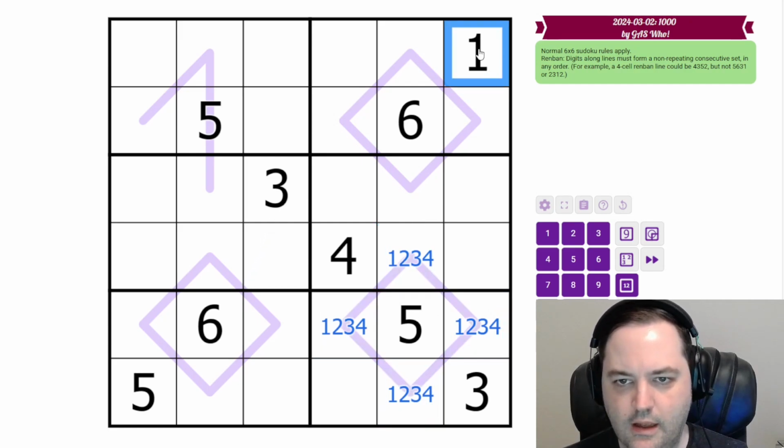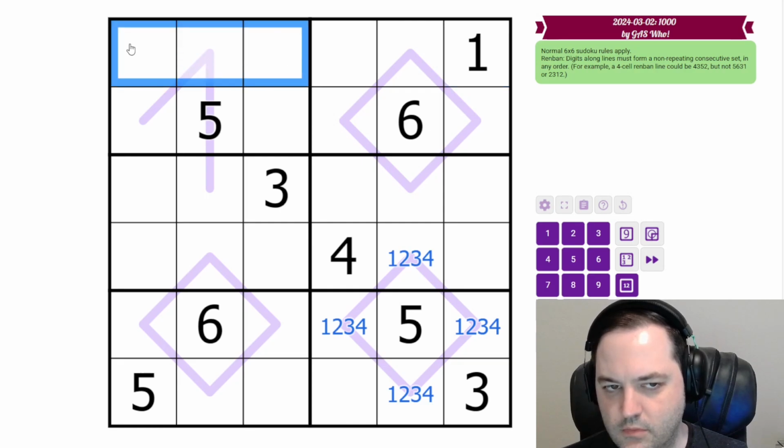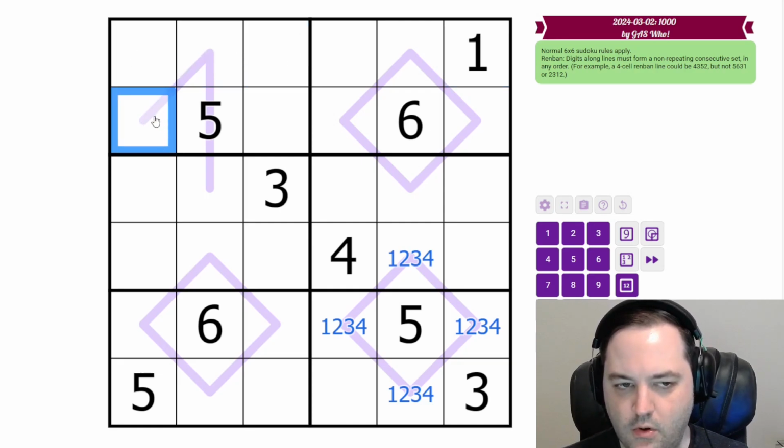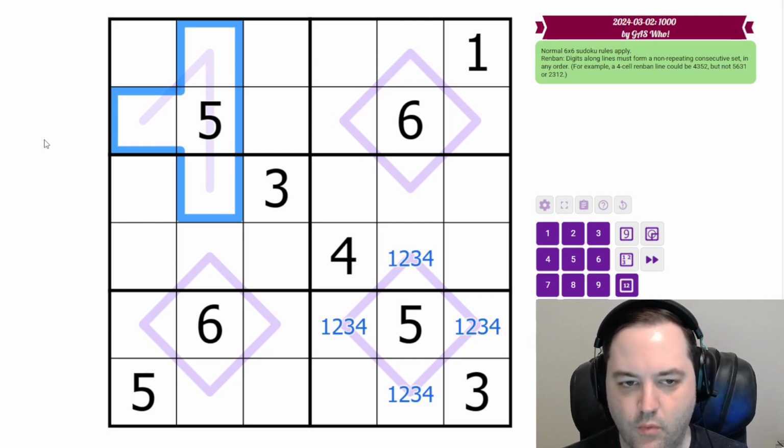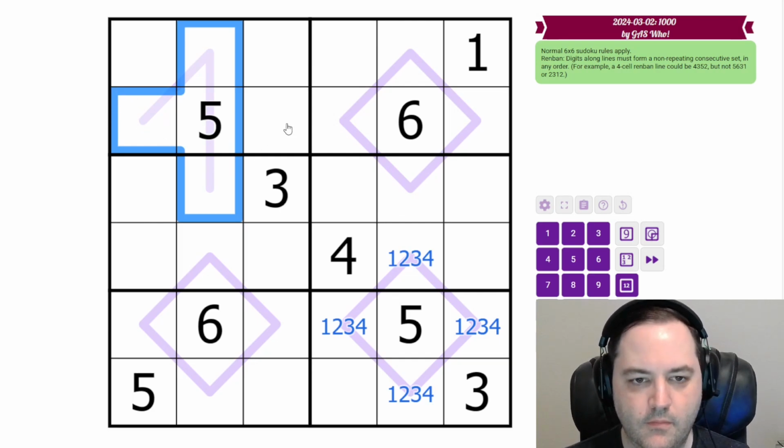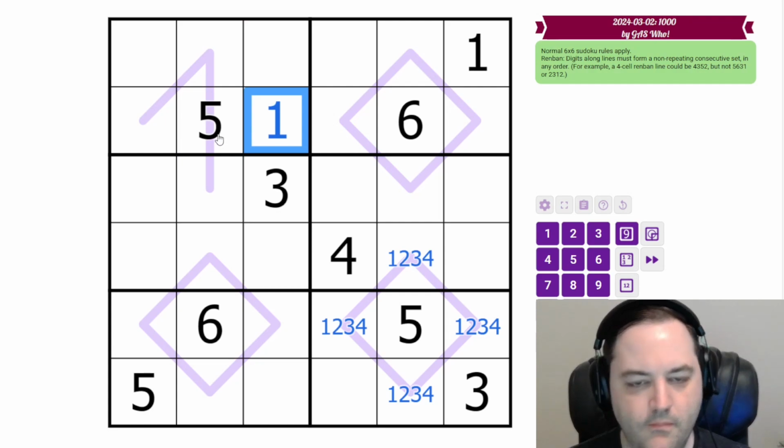Another thing you could look at is this 1. In this box, can 1 go on this line? Well, no, not with 5. We can't have 1 with 5. We're the only place where 1 is. So a couple of different things you can do.